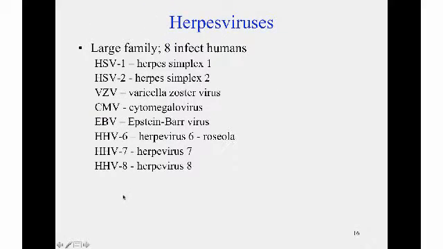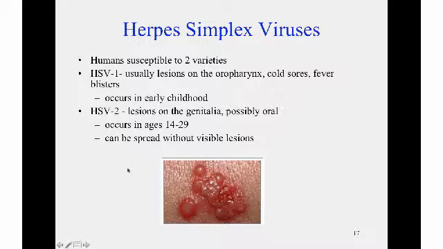Now there's 8 different ones that I'm going to mention here, HSV 1 and 2. So these are the herpes simplex viruses 1 and 2. VZV, which stands for varicella zoster virus. CMV, which stands for cytomegalovirus. EBV, Epstein-Barr. And then HHV 6, 7, and 8. So this is roseola, and then HHV 7 and 8.